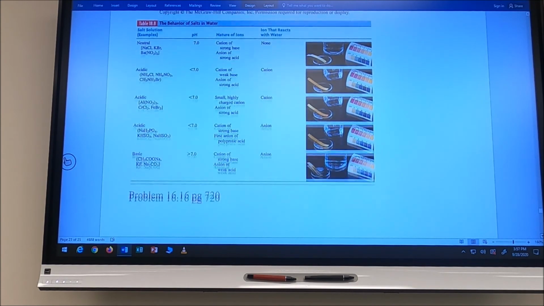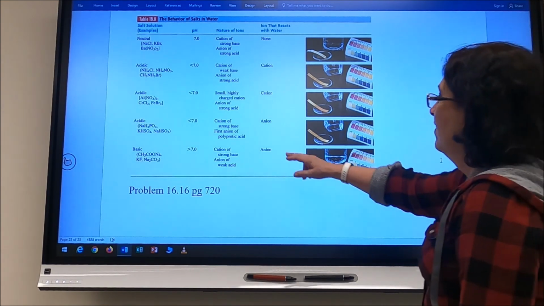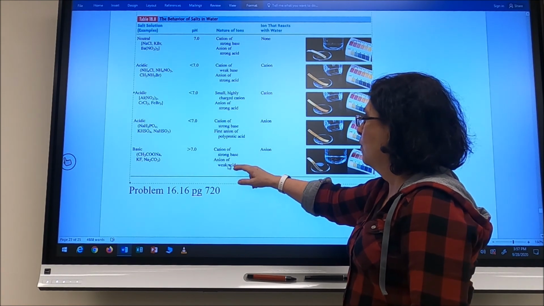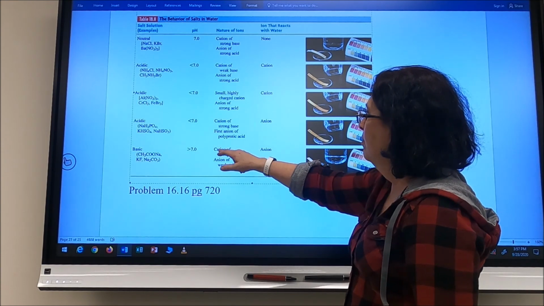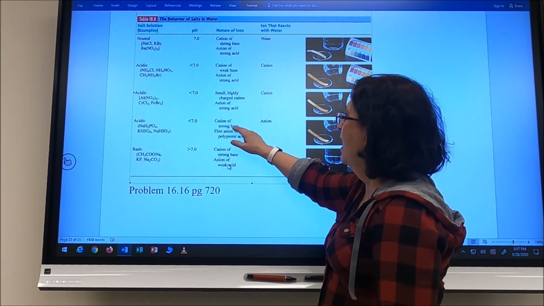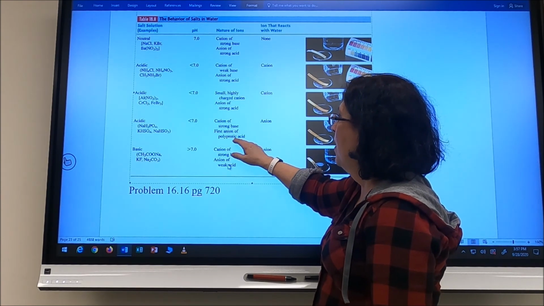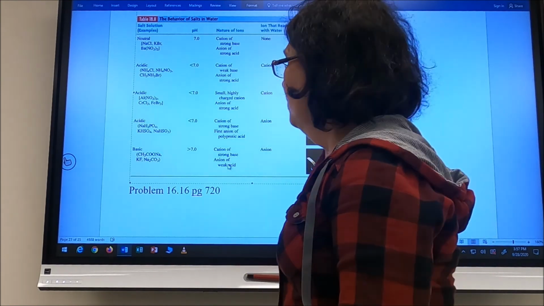So I just enclosed another table to give you some more examples of things that would be acidic, things that would be basic, based on the anion and the cation. So notice if I have a cation of a strong base and the anion of a weak acid, I end up with something that is basic, okay? If I have the cation of a strong base and the anion of a polyprotic acid, I'm going to get something that's acidic. All examples.